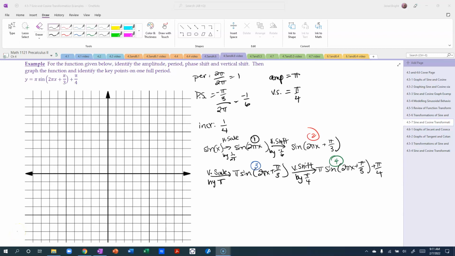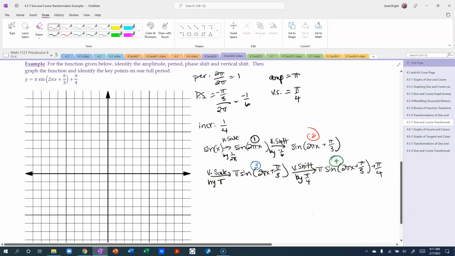So I don't have the complete solution yet. I wanted to wait to graph everything with you so you could see that. But I've at least identified period, phase shift, increments, amplitude, and vertical shift. And then I have the order. So we first horizontally scale by a factor of 1/2 pi. That's a pi. And then horizontal shift by -1/6 units. And then vertical scale by pi, vertical shift by pi/4.